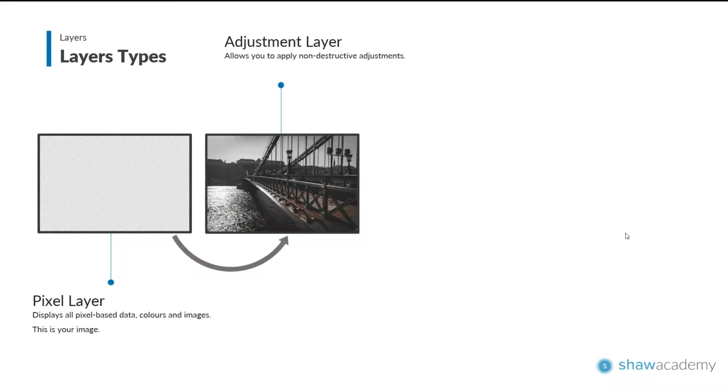First of all, we have what's called our pixel layer. This displays all pixelated data, so this is basically our image as we've just seen. Our background is technically our pixel layer, but we have different pixel layers on top of that, our different photographs. Then we have our adjustment layers, which we saw in the previous lesson, which allow us to apply changes if we want to change the image to black and white, if we want to brighten or darken an image, and so on.